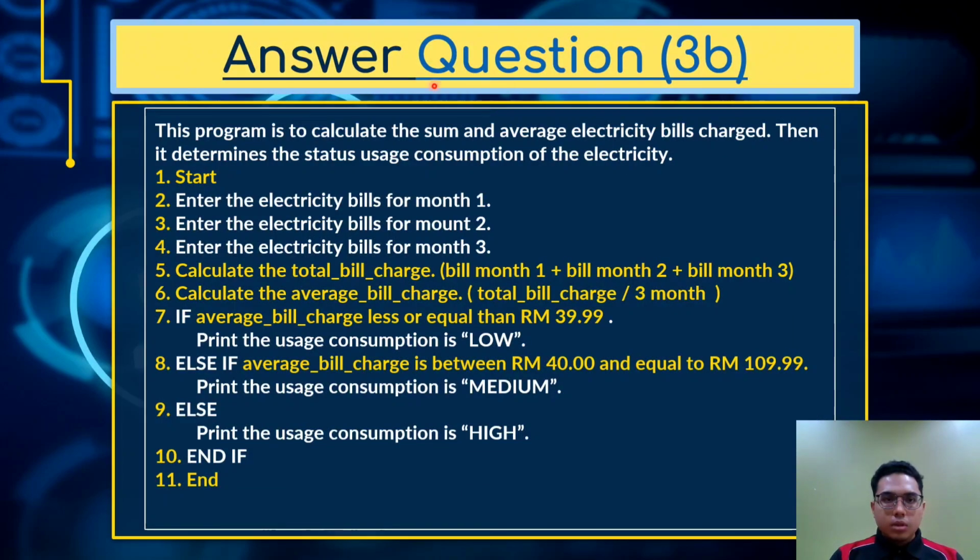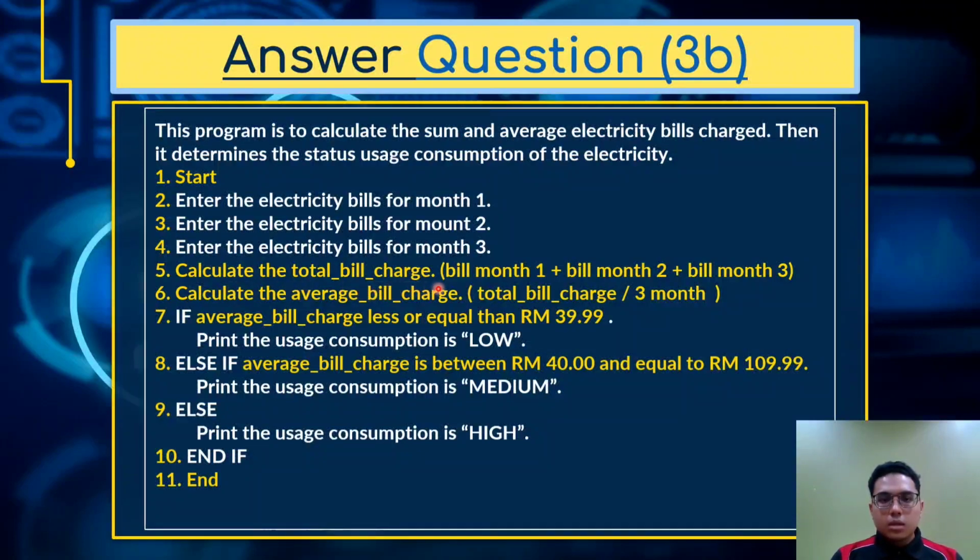Answer for question 3b. This problem is to calculate the sum and average electricity bill charge, and then determine the user's consumption of electricity. We need to put the global title first, and then start from the start. First we need to explain what the flowchart needs to do. Firstly, put the start, and then enter the bill for month 1, month 2, and month 3 to declare them. So calculate the total.